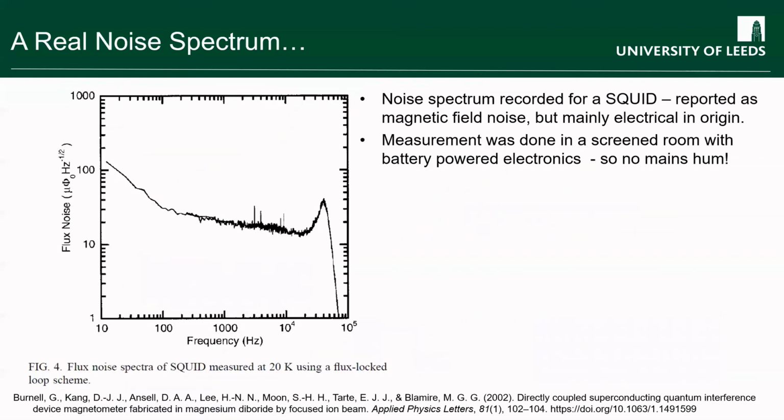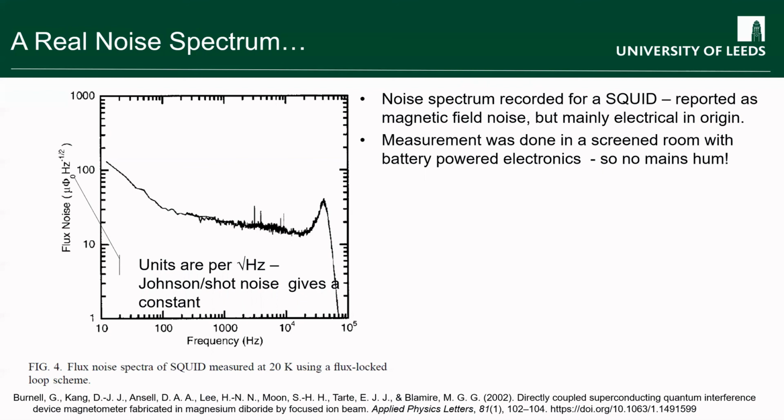So if you do all those sorts of things and you measure the noise spectrum, you might get something like this. This is some data that I took when I was a postdoc, measuring a superconducting quantum interference device. What we're representing as the noise is a magnetic flux noise, but the reality is that we're mainly picking up electrical noise and representing it as the equivalent magnetic noise. This measurement was done in the screened room, which is why there isn't a big noise spike at 50 hertz, 100 hertz, and so on. That showed that our screening was working. But even so, we still have noise present.